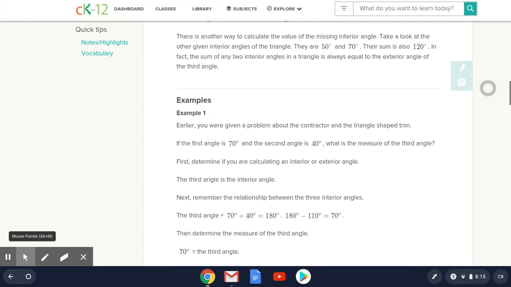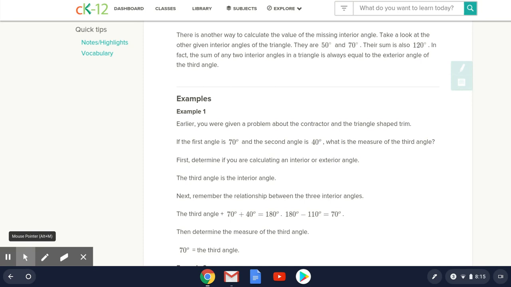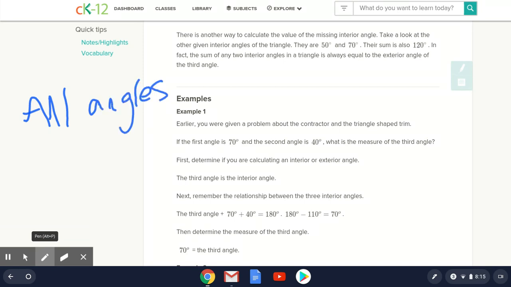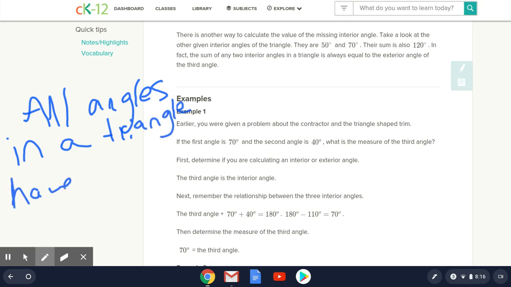All right, guys, let's rock and roll here. So yesterday, remember we were talking about the triangle sum theorem. All angles in the triangle have to add up to 180 degrees. That is our triangle sum theorem, okay? All interior angles of a triangle have to add up to 180 degrees. So we're going to be using that as we go through here today.